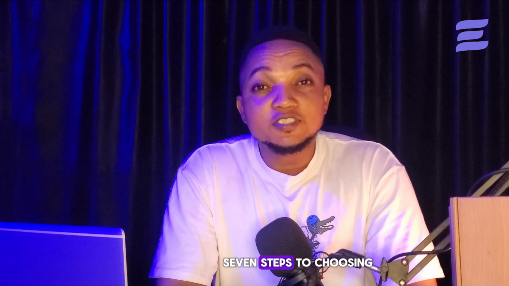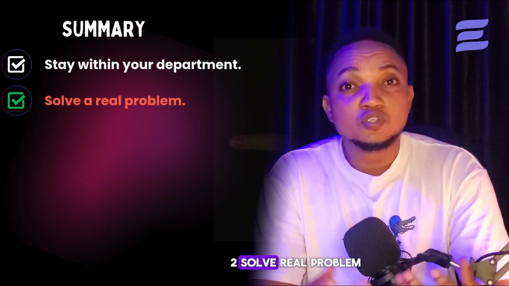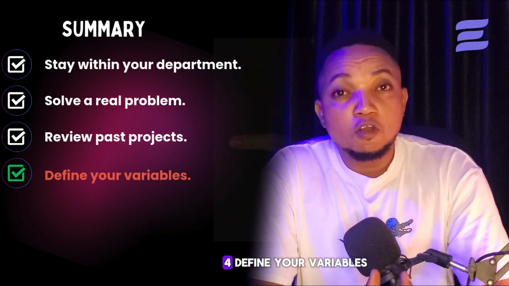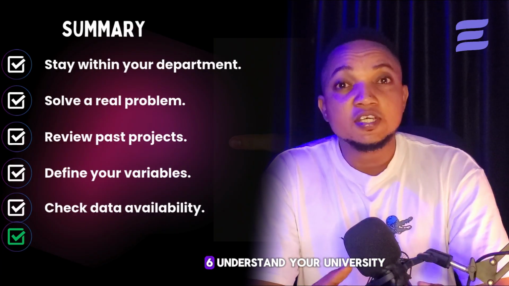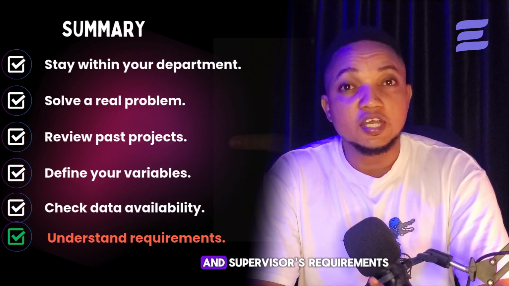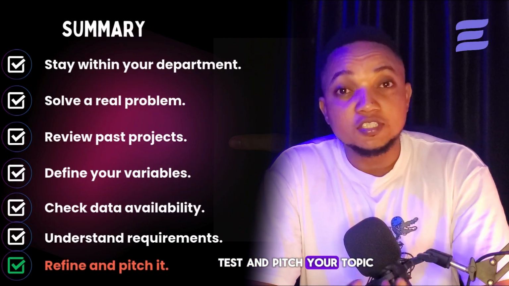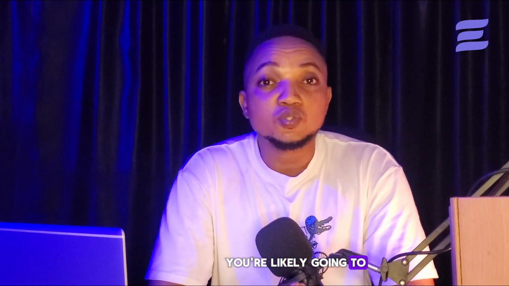So those are the 7 steps to choosing a winning research topic. 1. Stay within your department. 2. Solve a real problem. 3. Review past projects. 4. Define your variables. 5. Check data availability. 6. Understand your university and supervisor's requirements. And 7. Refine, test, and pitch your topic. So if you follow these 7 steps, you're likely going to get your project topic approved fast on the spot. I can guarantee you that.